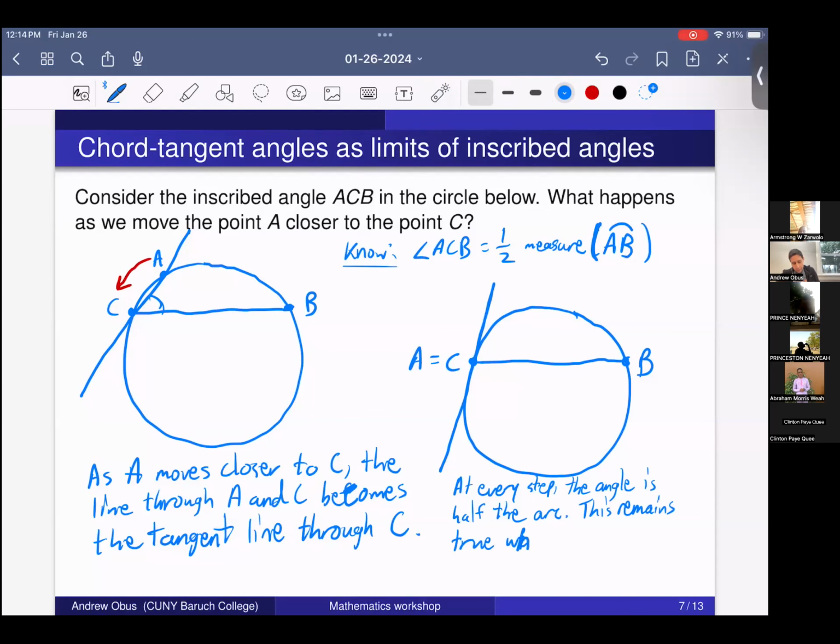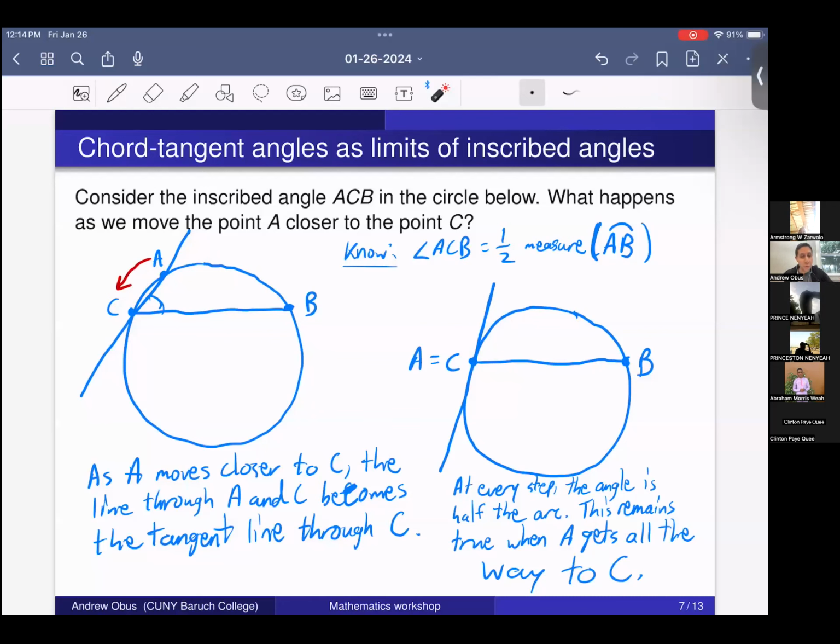So what I'll say is that this remains true when A gets all the way to C. Okay, so every step over here, the angle is half the arc. I keep moving A towards C. At every step, the angle that I make is going to be half the arc AB. And so when I finally get to C, this angle should still be half the arc.